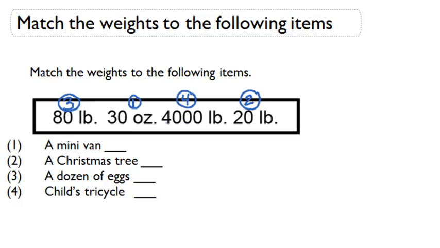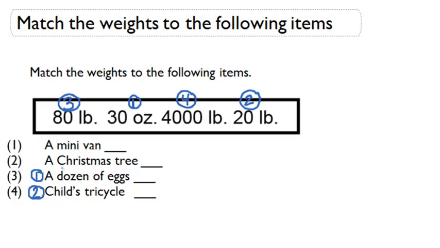Now that I have my weights in order from least to greatest, let's put our objects in order from least to greatest in their heaviness. Which of these is going to be the smallest item? A dozen eggs is the smallest thing here, so let's label that with a 1 as well. The next smallest item here is going to be a child's tricycle. It's not quite as big as a Christmas tree, and it's definitely smaller than a minivan. So let's label the tricycle as 2.